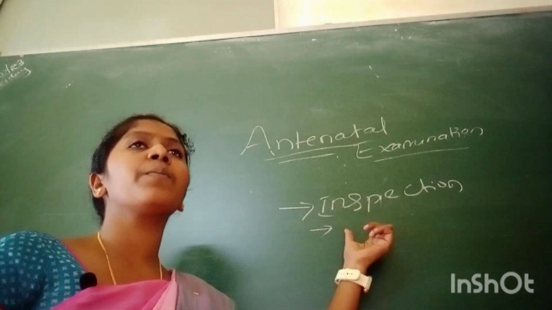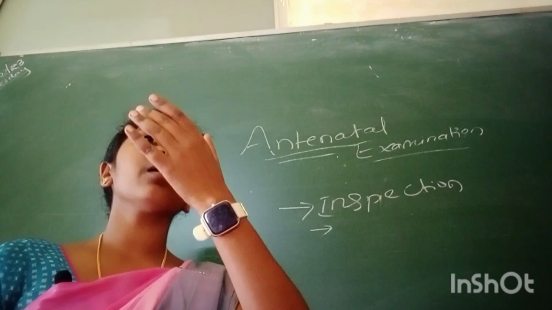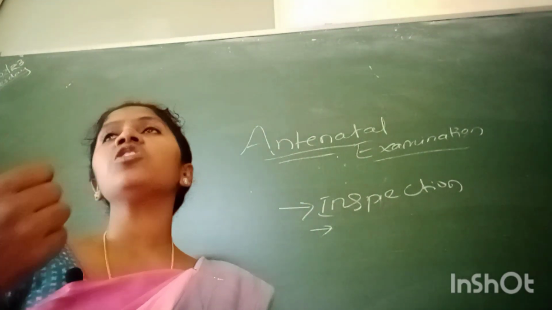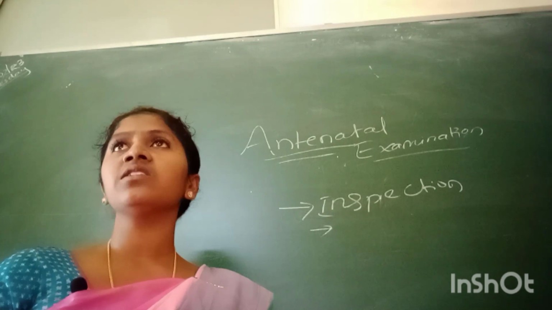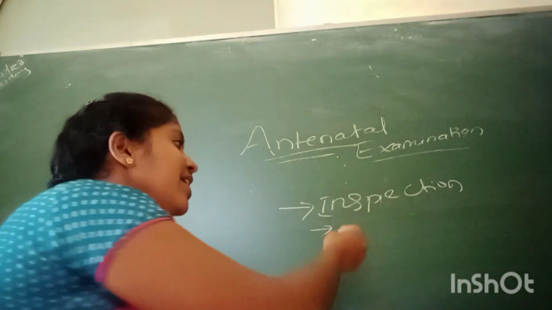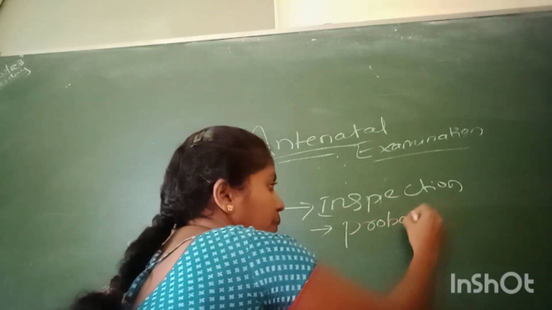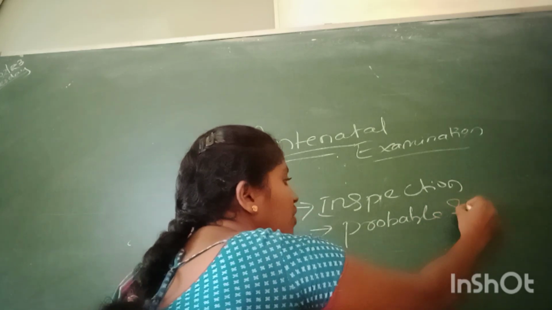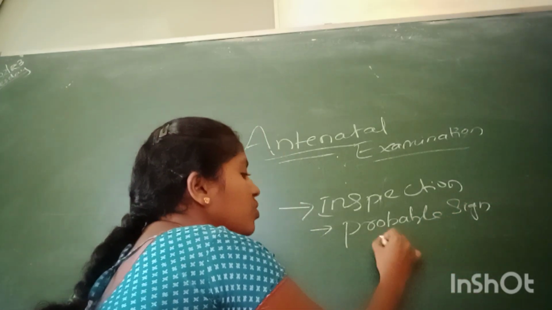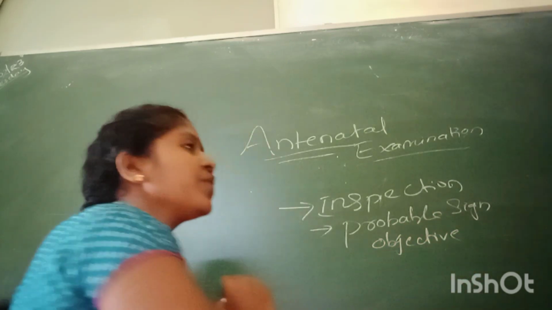Inspection, we know the meaning of inspection is by looking by our eyes. Inspection is also called as objective signs or probable signs. We are inspecting for the probable signs. What are the probable signs that we explained in the signs and symptoms of the pregnancy? Or this is also called as objective signs. With the eyes we can see.